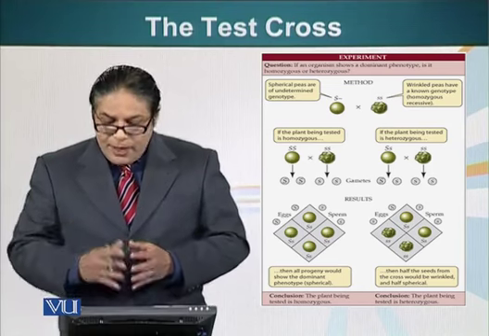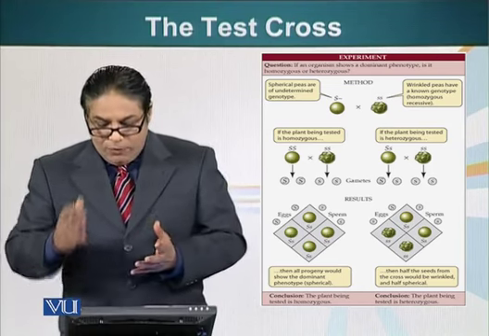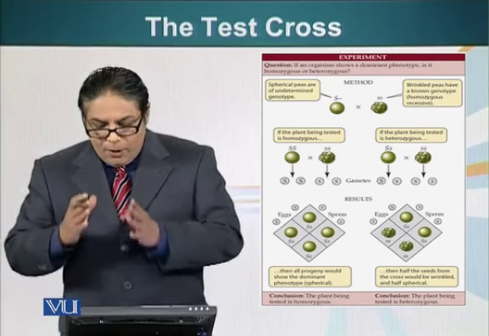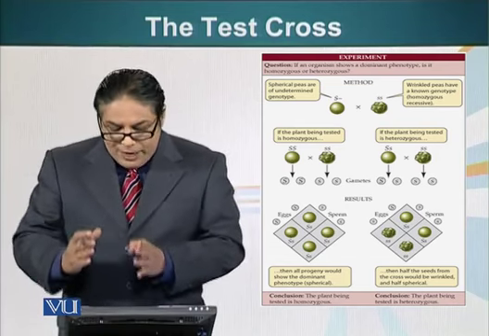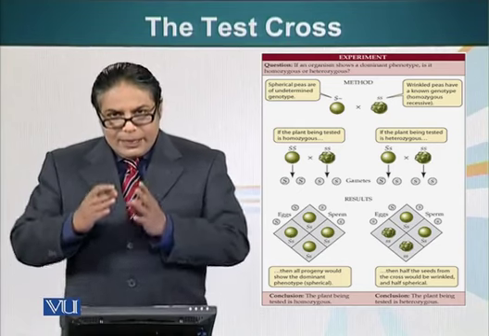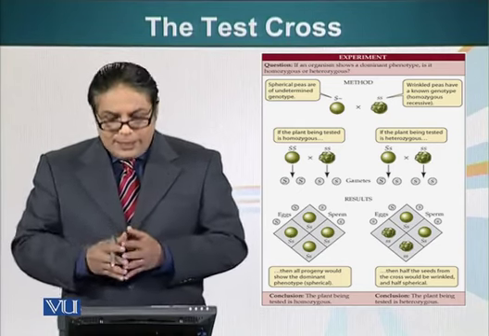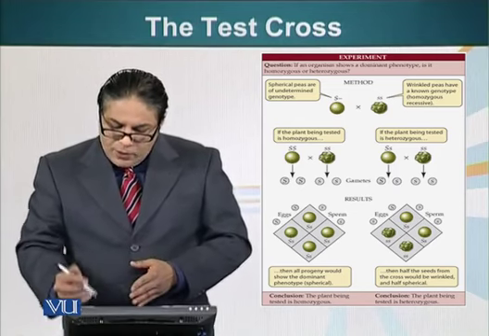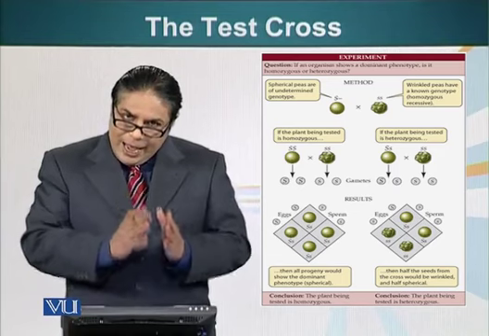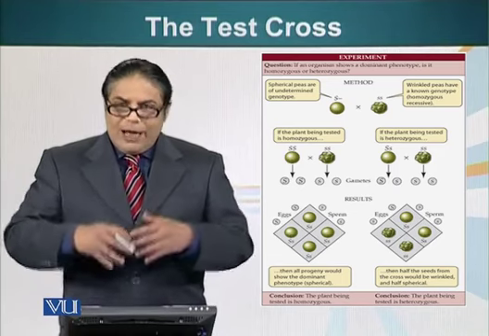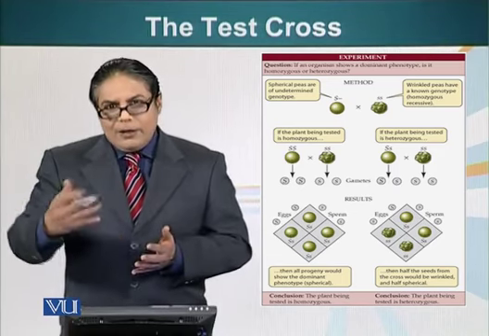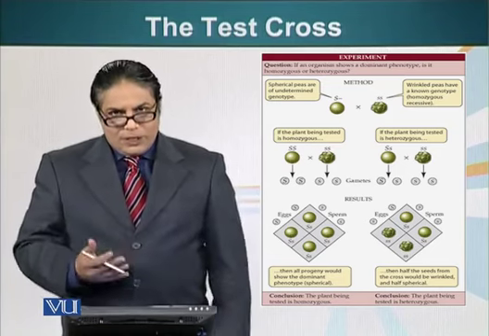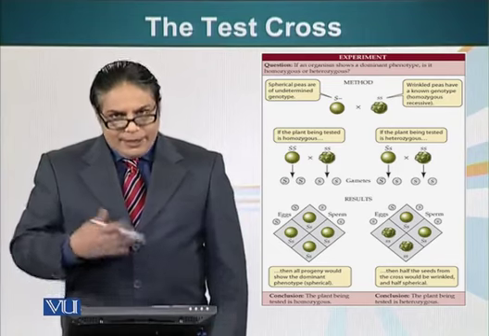On the other hand, if the unknown genotype was capital S, small s, half of the gametes of that particular plant will have capital S, the other half will have small s. When we do this cross, as seen in the Punnett square, you can see 50%, half of the progeny will have wrinkled seed and the other half will have the spherical seed. We will continue our discussion of Mendelian genetics in the next module.